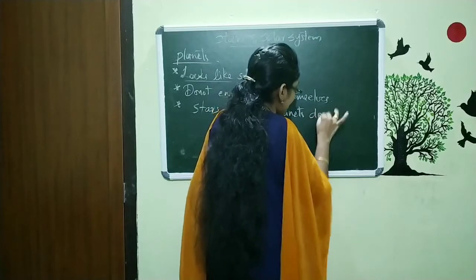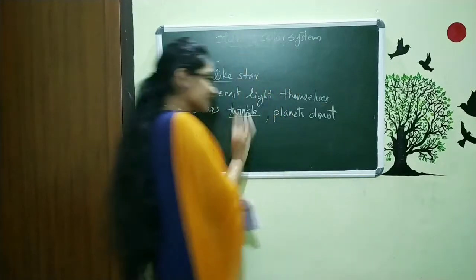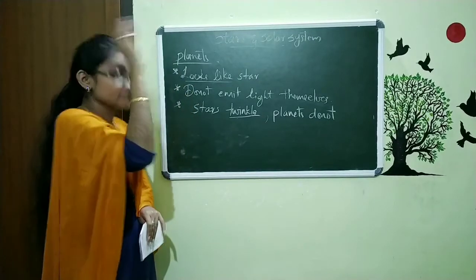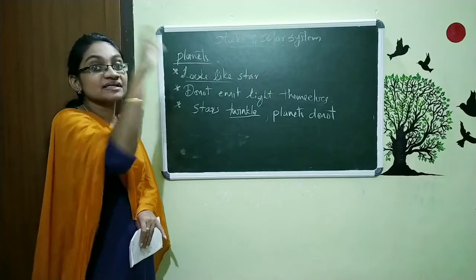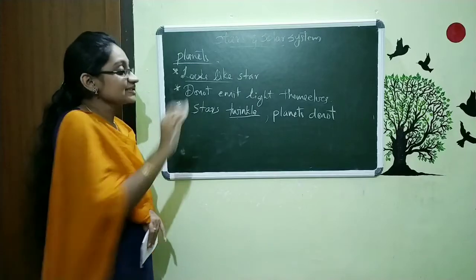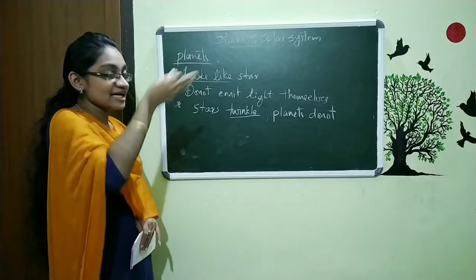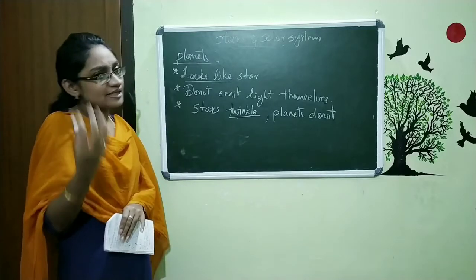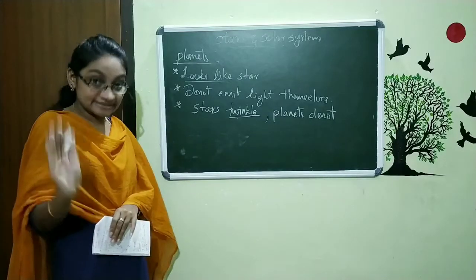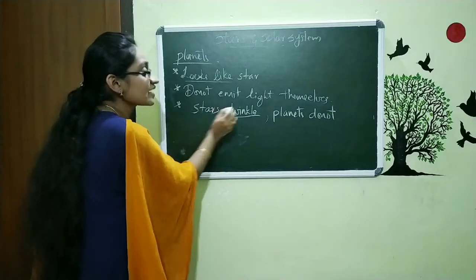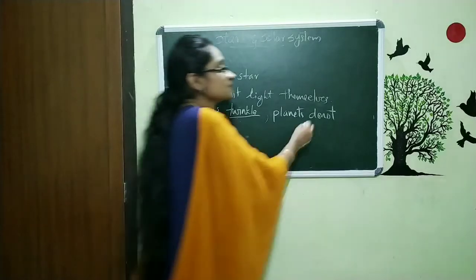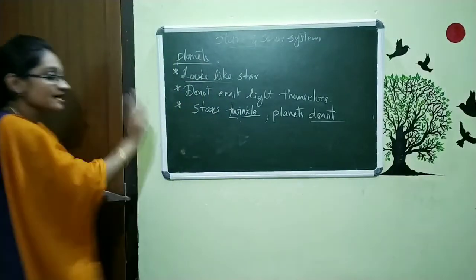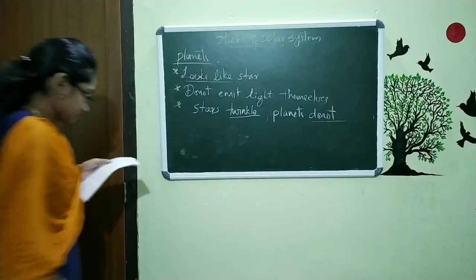Planets do not twinkle. The reason is this: the stars' light is coming from very far away, and there are different layers in our atmosphere, and this light is coming through each and every layer. They have some sort of refractions, and all that you will study later. Now just understand that stars twinkle and planets do not. So we can identify the stars and planets by this.